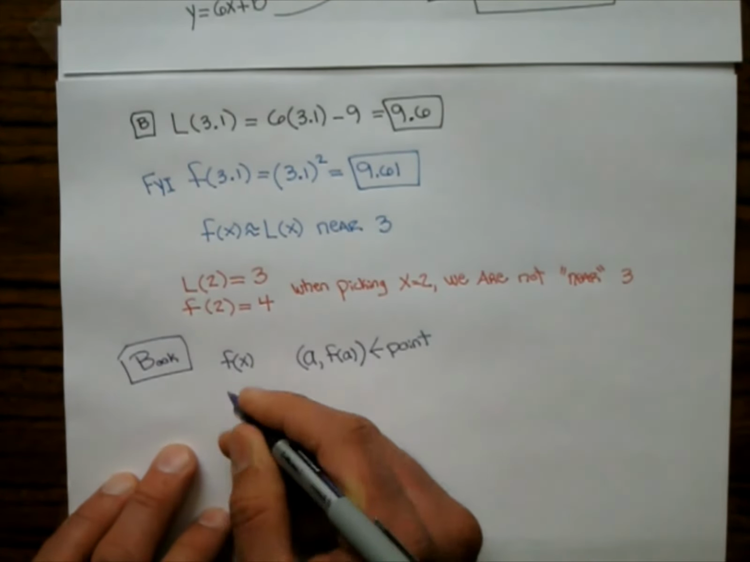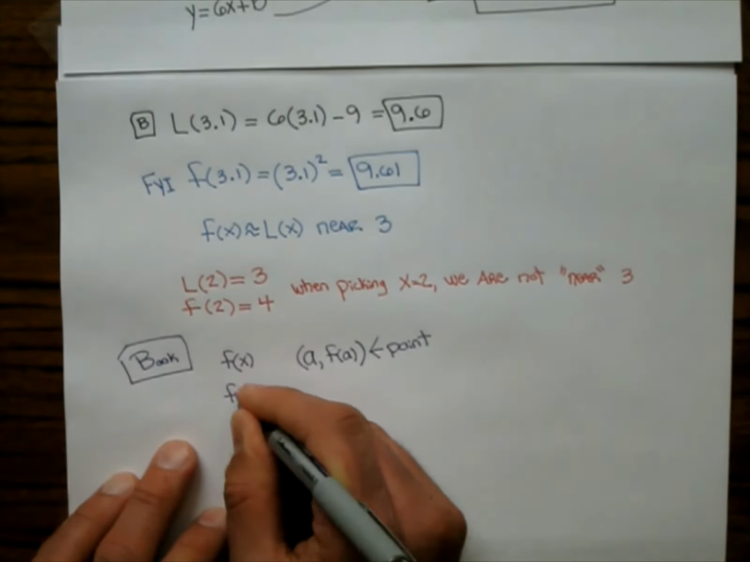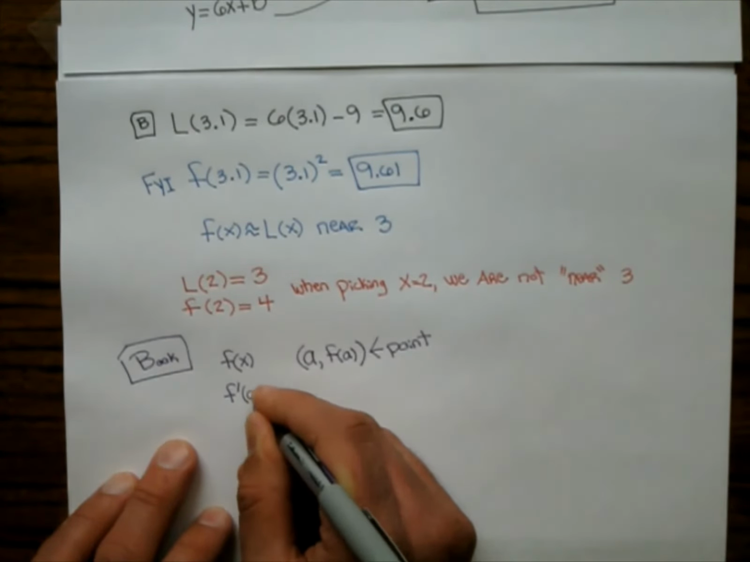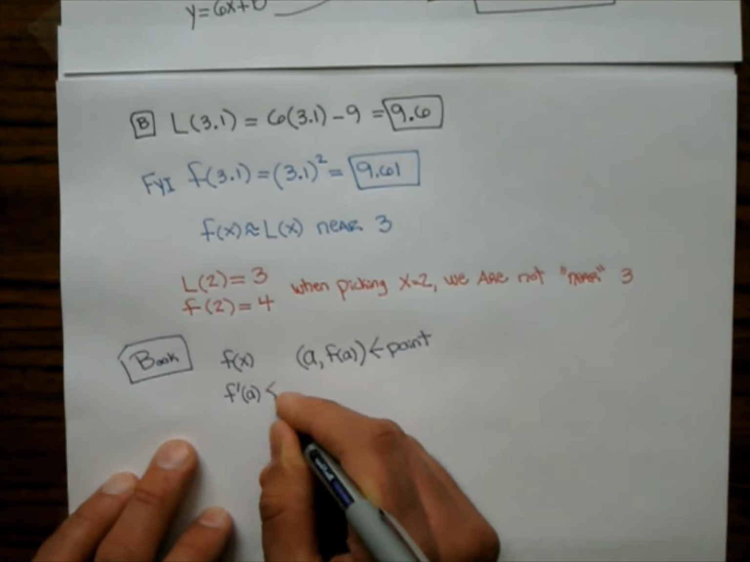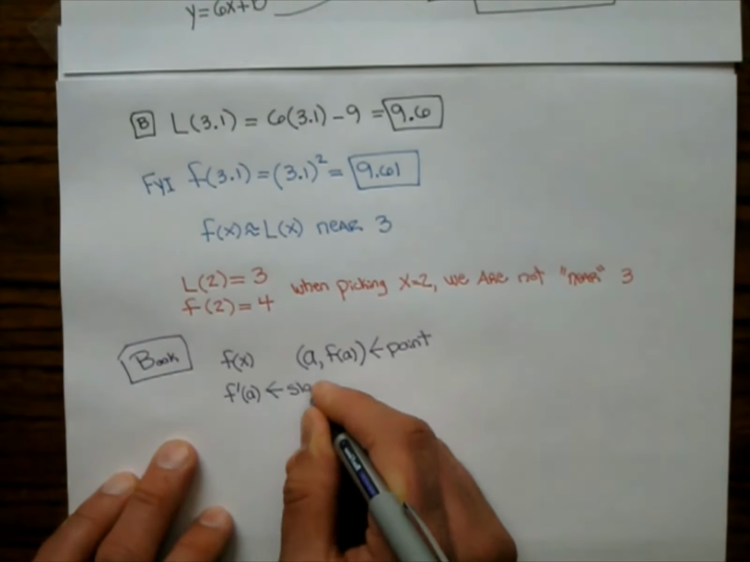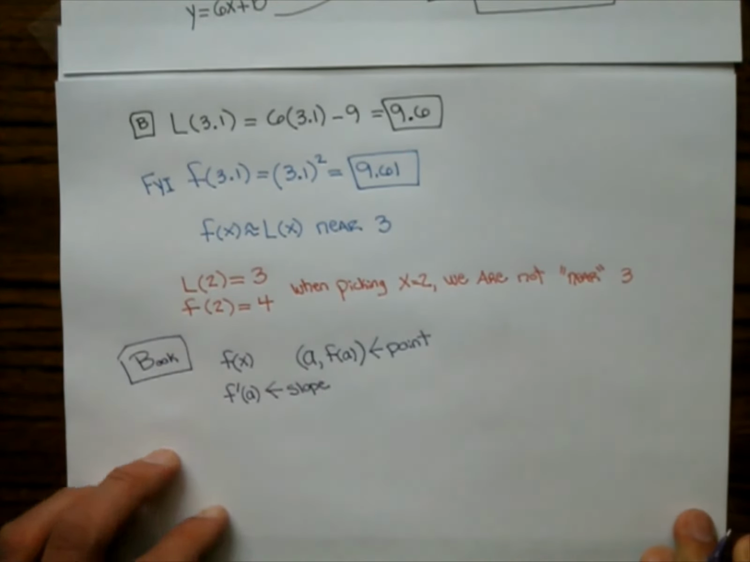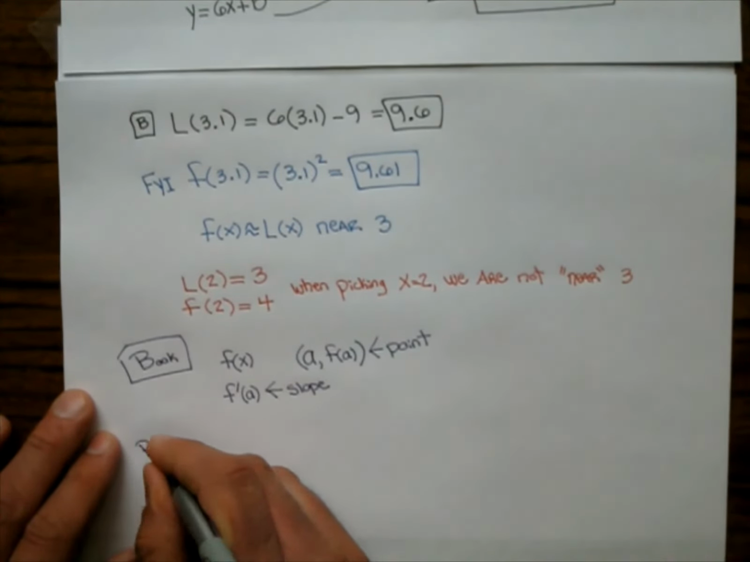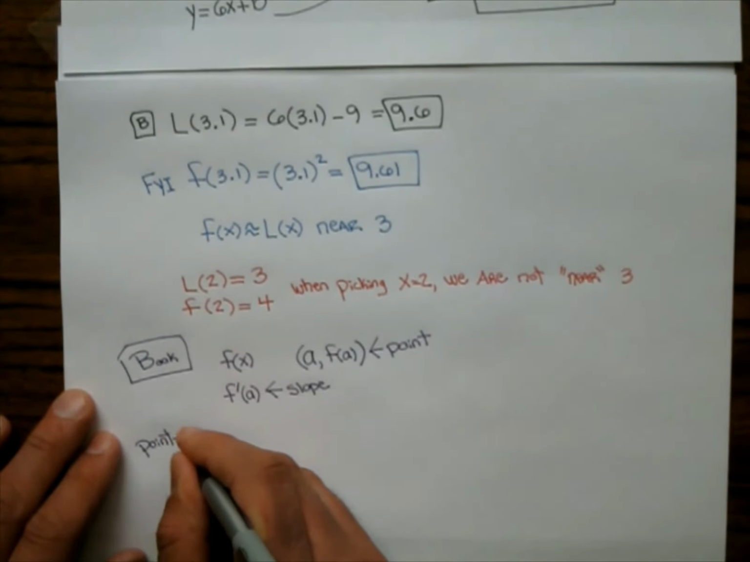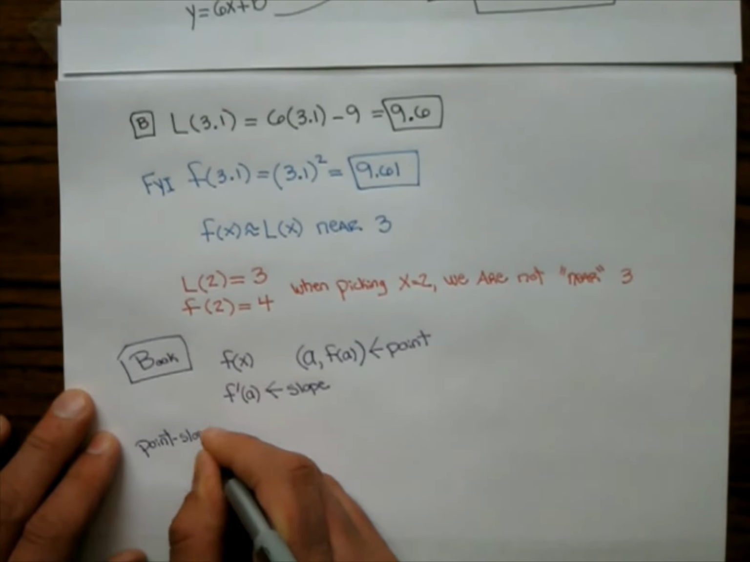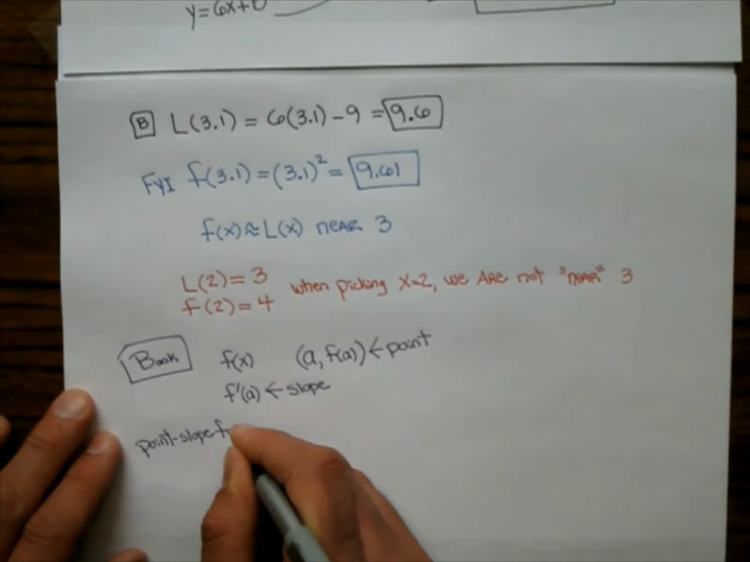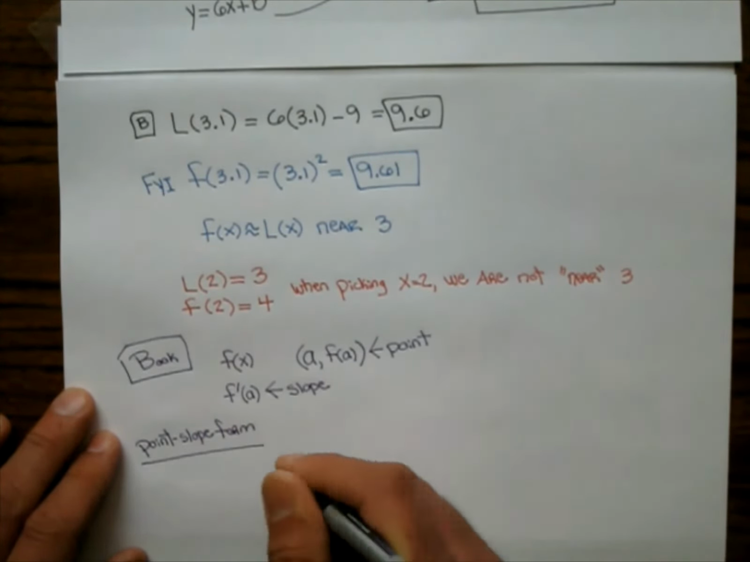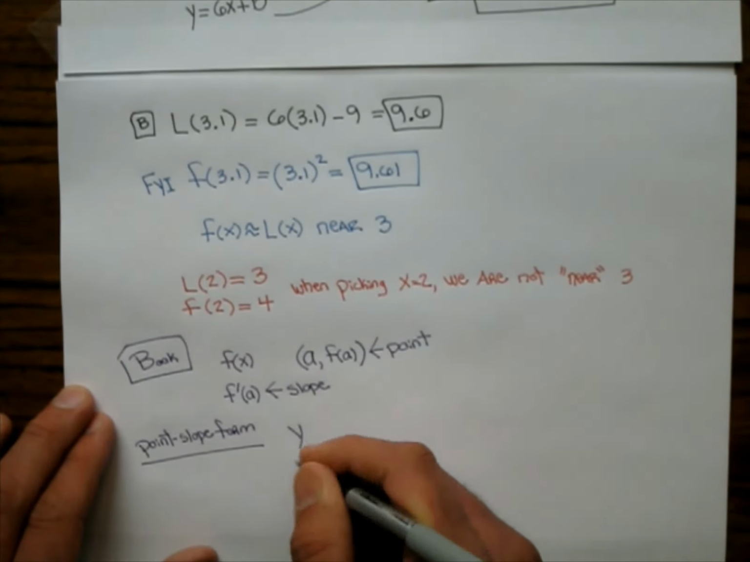And what also you can find is you can find the derivative and plug A into the derivative, and this gives you a slope. Now, I could use y equals mx plus b, but I'm feeling like maybe I'm going to use the point slope form. And the point slope form, it's been a while maybe since you've seen this.